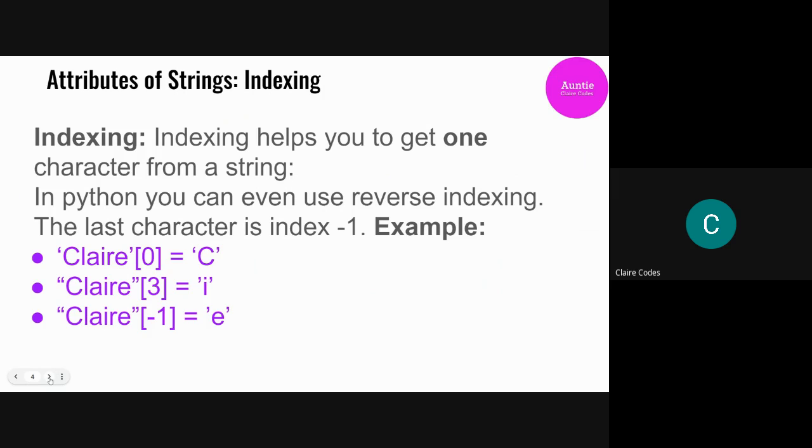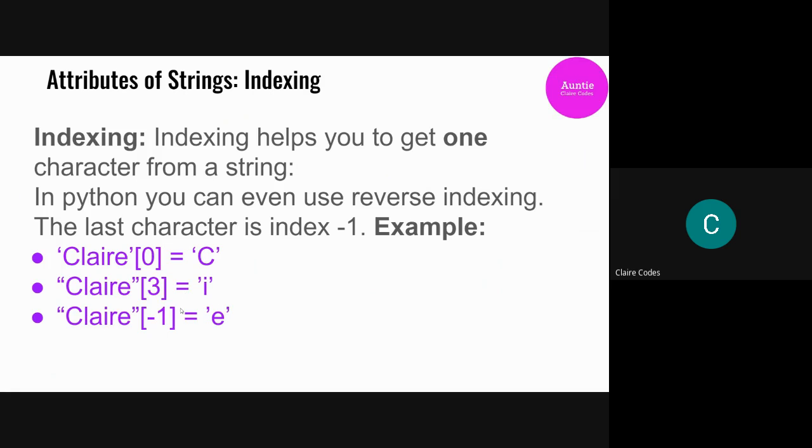A little more on indexing. Indexing helps us to get one character from a string. So if we just need one character of a string, then we just use our index. For example, if I have the string Claire, like you can see here, and I just wanted the first character, then I'll use my square brackets and the index 0 since we're counting from 0. So the first character is at index 0, and that is C.